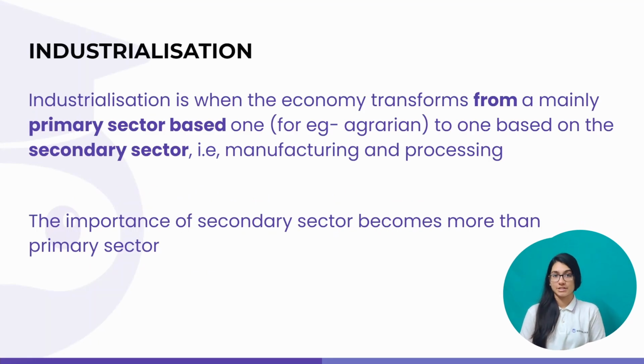Coming to industrialization. Industrialization is when the importance of the primary sector in an economy declines and the importance of the secondary sector becomes more. What this means is that if you have an economy in which previously the primary sector was the most important sector, for example, if it was an agrarian economy, which means that probably most of the people were employed in the agricultural sector, or maybe the most amount of output was coming from that particular agricultural sector, the primary sector was the most important one.